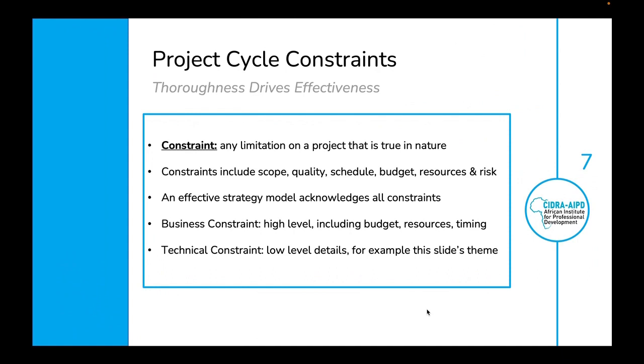We're also looking at constraints. So in terms of constraints, thoroughness drives effectiveness. Constraints are any limitation on a project that is true in nature. So constraints include scope, quality, schedule, budget, resources, and risks. What can you put into a project that is limited? That is what a constraint is. An effective strategy model acknowledges all constraints.